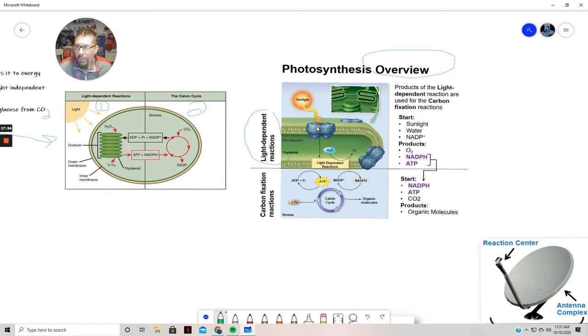We get the electrons moving, and get the products made that are going to be used, the ATP I'm talking about, and the NADPH, and then we're going to bring in some CO2, and then we're going to get that glucose molecule made.